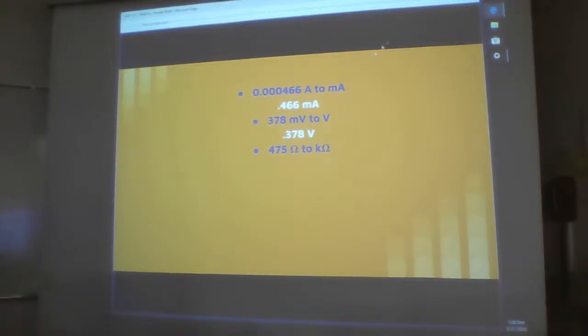475 ohms to kiloohms. Kilo is 1,000, right? 1 kiloohm equals 1,000 ohms. So in kiloohms, we would move the decimal point 3 places to the left, or 0.475 kiloohms. That's how many kiloohms 475 ohms is.